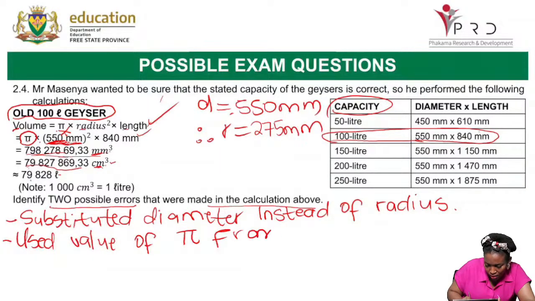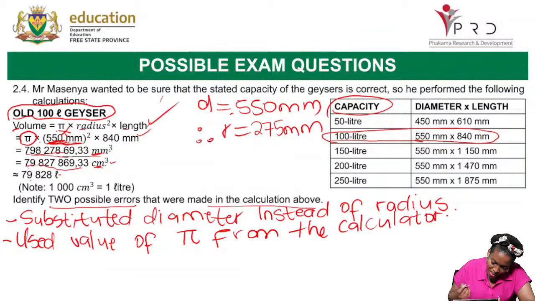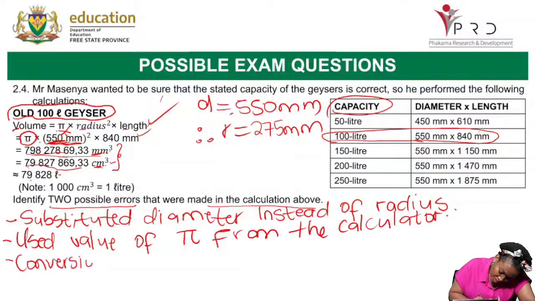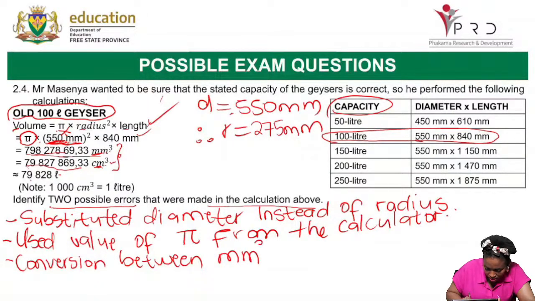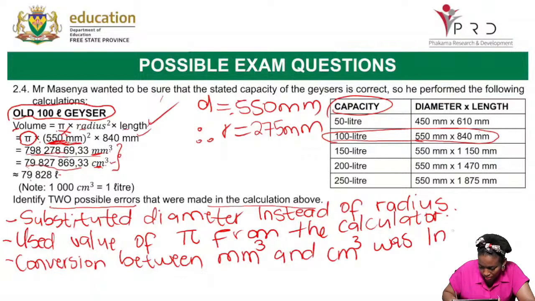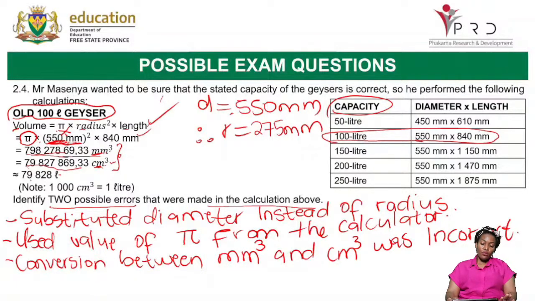Value of pi from the calculator. And then they only wanted 2 mistakes, but we can note the third one, that the conversion between cubic millimeters and cubic centimeters was incorrect. So we are supposed to know 2, but I noticed 3.